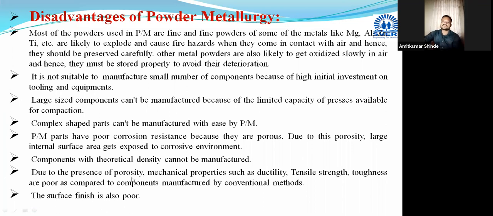Then due to the presence of porosity, properties like ductility, tensile strength, hardness or toughness are very poor if you compare the powder metallurgy component to conventionally manufactured components. Suppose cast products or forged components are there, then they will give you better tensile strength or hardness. And whichever surface finish is there, it is a little bit poor compared with conventional methods. So these are the disadvantages of the powder metallurgy technique.